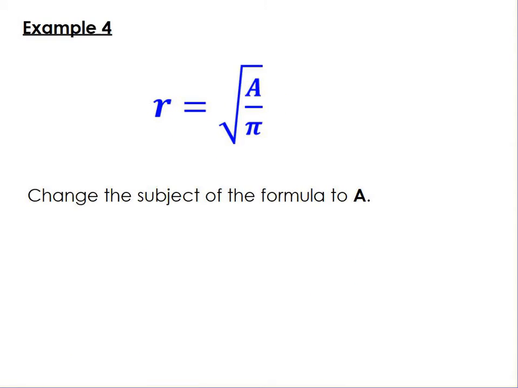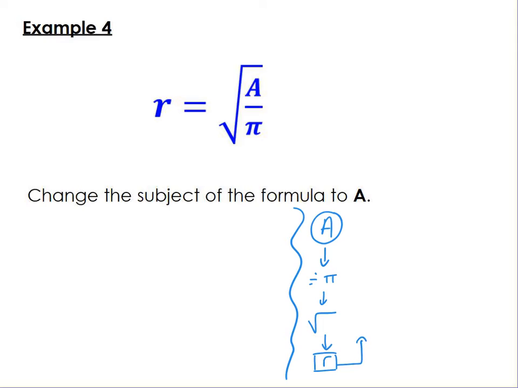Example 4. R equals the square root of a divided by pi. Change the subject of the formula to a. Okay, what has happened to a? First of all, it's been divided by pi. And then the whole thing has been square rooted to give me r. You may recognise this formula already. Hopefully you'll recognise it when we change the subject of the formula to a.